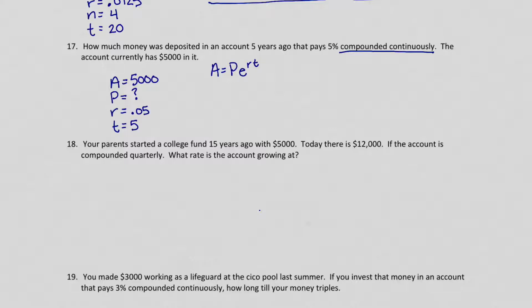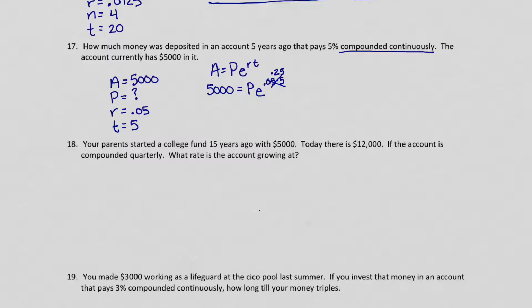So I plug in what I know. I have 5,000 equals P. Don't know what that is yet. E is just a number. It is not a variable. And then my power is 0.05 times 5. Which, again, if you want to just go ahead and multiply that out so it's easier to plug in your calculator, that is 0.25.